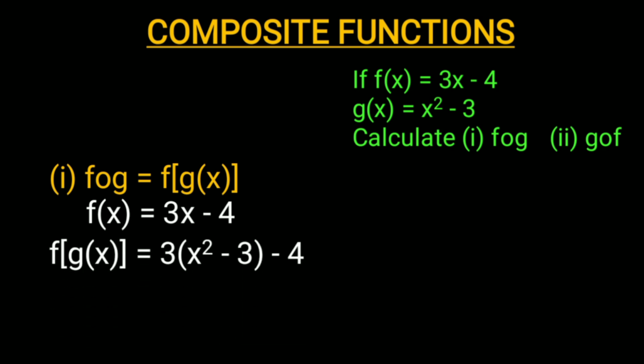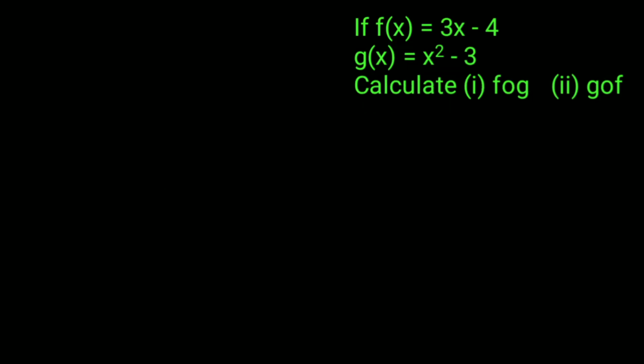So that gives us 3 in a bracket x squared minus 3 minus 4. So when you open the bracket, you obtain 3x squared minus 9 minus 4. And that leads us to the final answer to the question, which is 3x squared minus 13. The same thing is applicable to the next question, which is g of f.